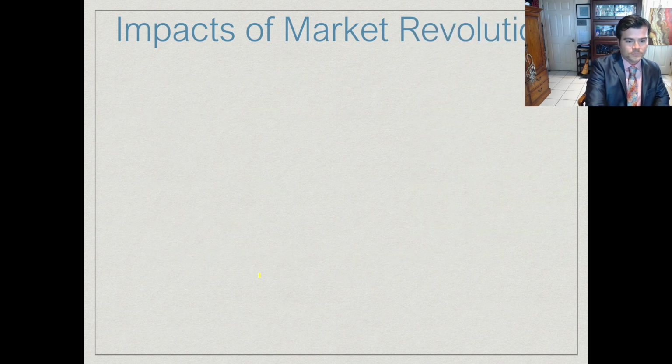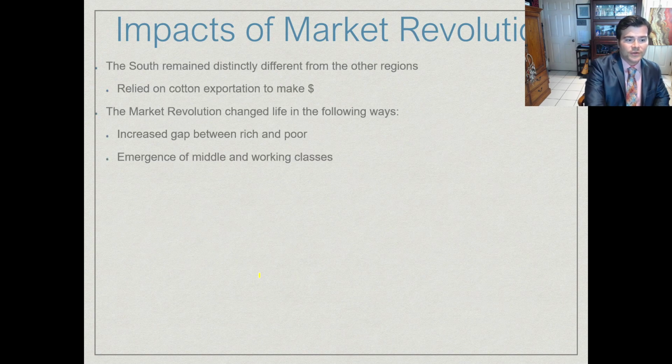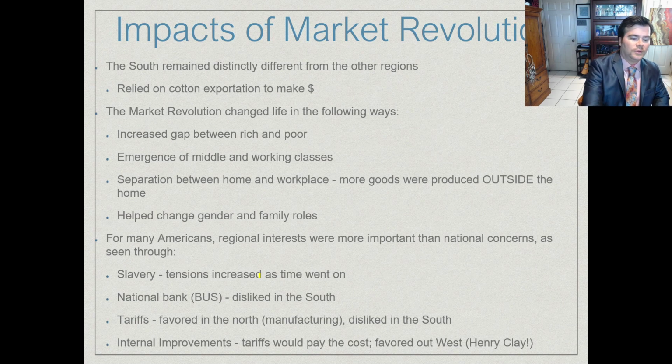Impacts of the market revolution continued. So the South remained distinctly different from other regions. They relied on cotton to make money, right? So the South is going to be continually isolated from the North and the Midwest and the West. The market revolution is going to increase the gap between the rich and the poor, which will propel into period 5 and period 6. As we industrialize more and more, we have the people who will control the means of production and people who are the laborers, right?